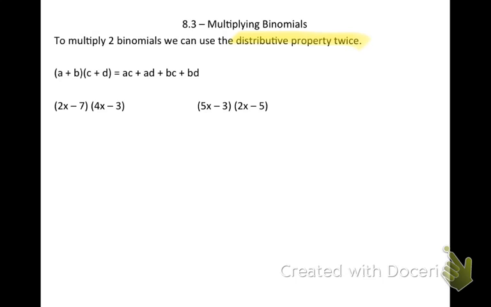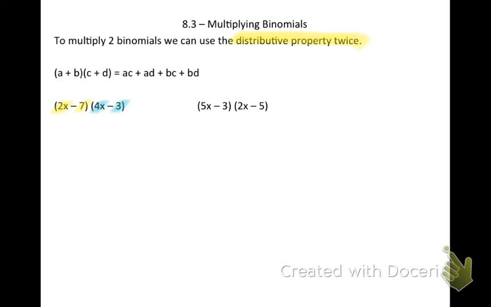So with this first example that I have here, again, I'm going to distribute both terms, my 2x and my negative 7, to both terms on the other side. And what I'm going to do is I'm going to draw my distribution. So I'm going to do 2x times 4x, 2x times negative 3, and negative 7 times 4x, and negative 7 times negative 3. Just using the distributive property twice. I joke around that it looks like a crab claw, or it looks like some sort of tidal wave.